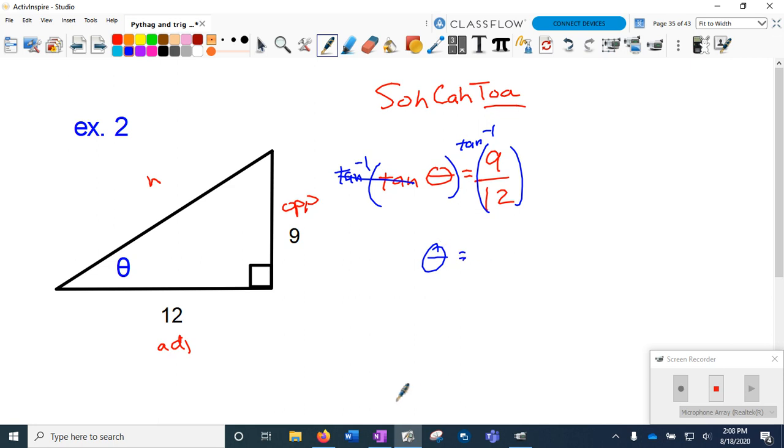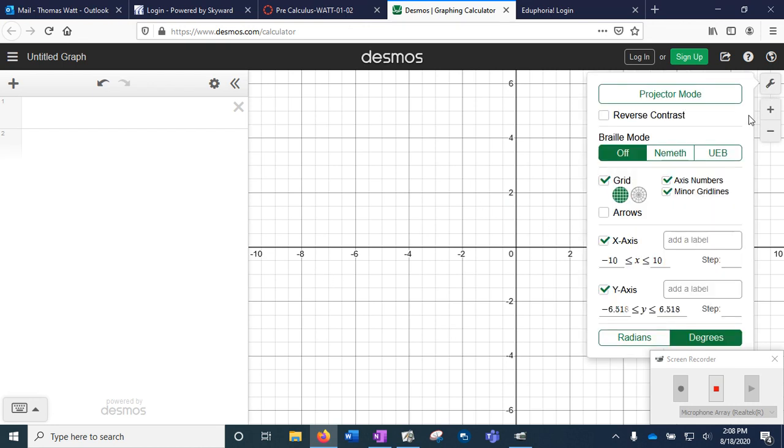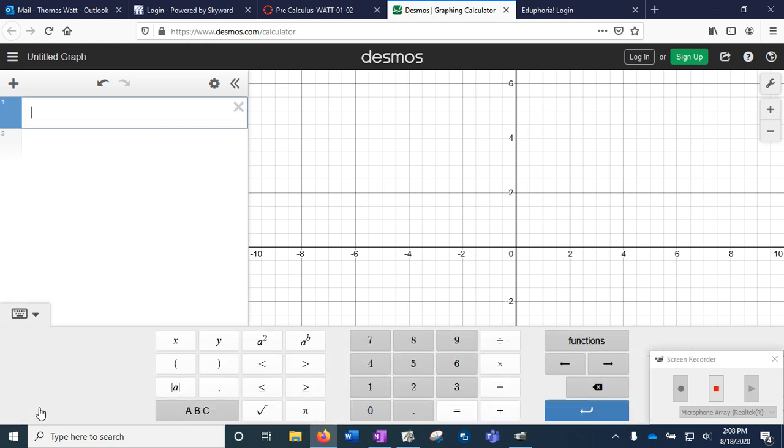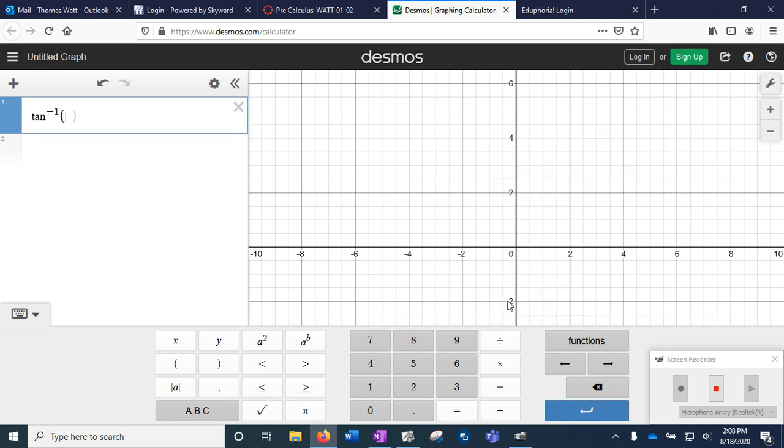Okay, let's do Desmos this time. Let's show that in Desmos. Okay, again, I already know I'm in degrees. All right, here's my little keyboard right down here. We need to do our functions. Which function did we need? We needed tangent inverse of 9 over 12. Okay, and that's what we get, 36.87. If we're rounding this to the second decimal place, that's followed by a 9. That's going to tell us to round this up.